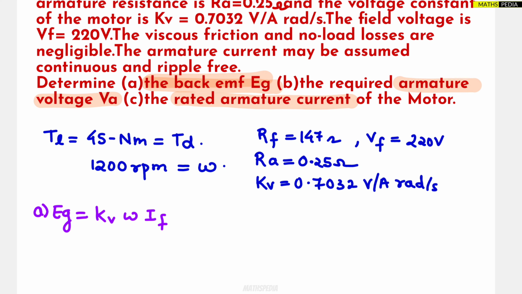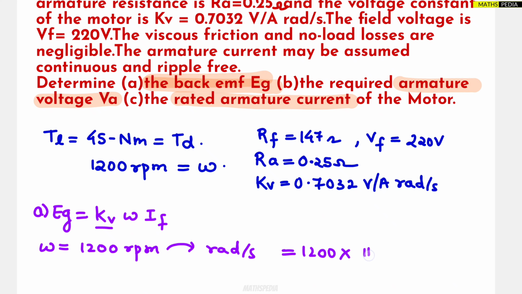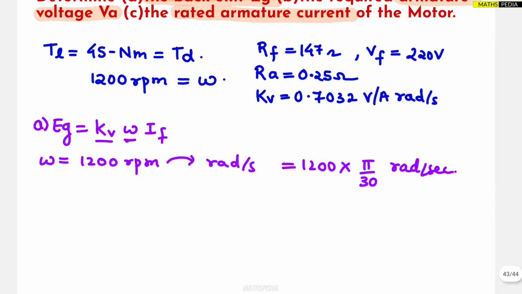So how will you do that? kV is already given, so we first find omega. Omega is 1200, which is in RPM. In order to convert it into radian per second, you just take 1200 and multiply with pi by 30. One more option is to multiply with 2 pi by 60, which means the same thing. Some of them use 2 pi by 60, but it's better to use pi by 30, so you can remember just pi by 30. You have to convert it into radian per second, which is the unit we want. Now omega is done.